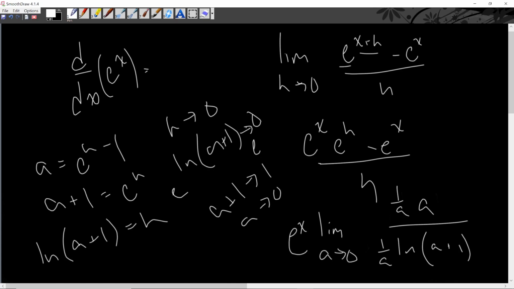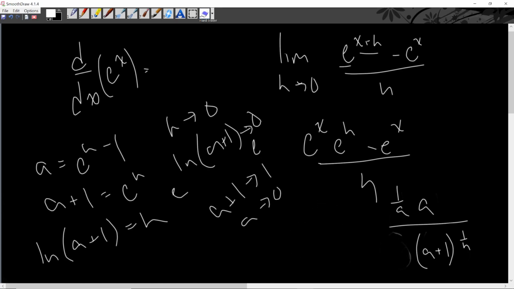And then with this ln property, we can actually bring that as a power. Right? We can have ln of a plus 1 to the power of 1 over a. And now, since ln is a continuous function, we can put that limit inside the ln too. So we'll have e to the x times ln of the limit as a approaches 0 of all of that. And also, in that numerator, we have 1 over a times a, which is going to be 1. Right, those a's cancel.